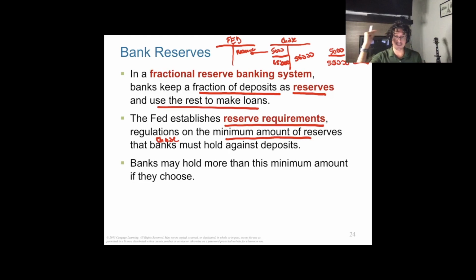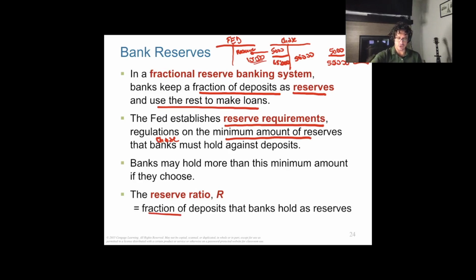Banks may hold more than this amount if they choose. So instead of having 5,000, they say, I want to be sure, so let me double it. Let me keep, say, instead of 5,000, let me put 10,000 in reserves, just to be sure. Okay? And the reserve ratio, R, is given as the fraction of deposits the bank holds as reserves.